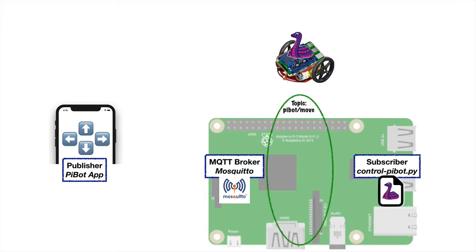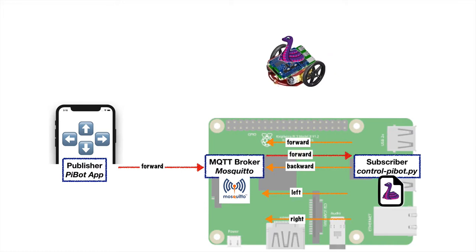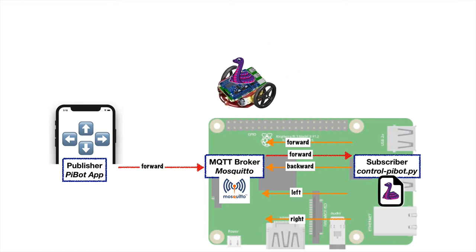Now our subscriber is going to tell the broker, hey, I want to subscribe to all of the messages on the topic PiBot move. Those messages might include forward, backward, left, and right. When it receives any of these messages, it's also going to send messages that control the motors on our robot. For example, if we press the upward button on our PiBot app, that's going to send a forward message to the broker. The broker will send the message on to control-pybot, the subscriber Python program we're going to write. It's going to throttle both motors forward.